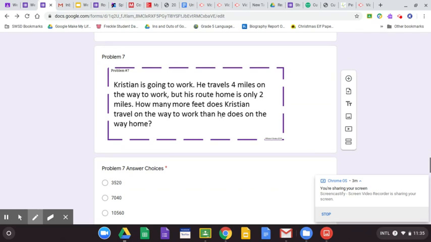This one says he's traveling 4 miles on the way to work. On the way home, he only travels 2 miles. How many more feet does he travel on the way to work? So how many more feet? So you have to change both measurements into feet, and then it says how many more than, so you're subtracting those two.